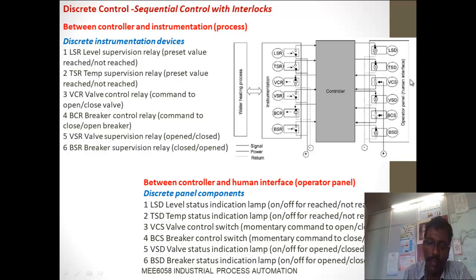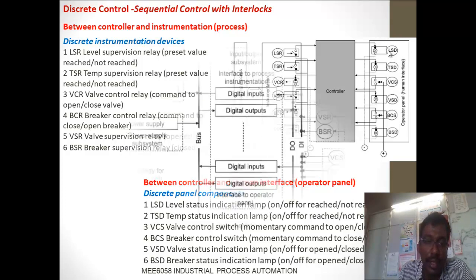Okay, same interface systems. Here you can find level status indication, temperature status indication, valve control indication, valve status indication, brake control indication, brake status indication. Okay, this is either on or off. It indicates light on or off. On means okay, off means something is going wrong. Okay, we have to understand it like that. We have to diagnose like that from the human interface systems.